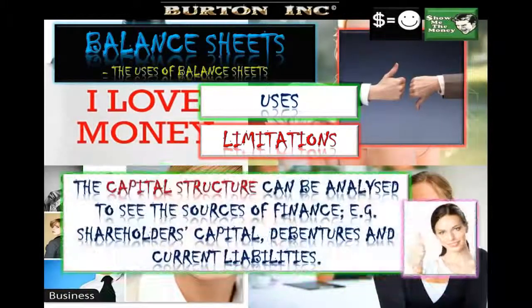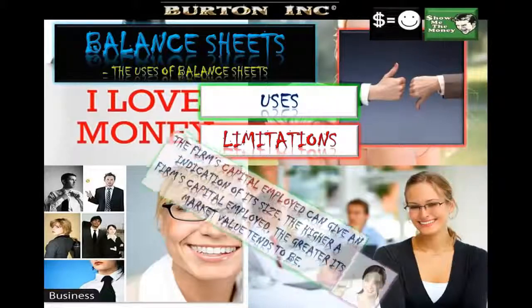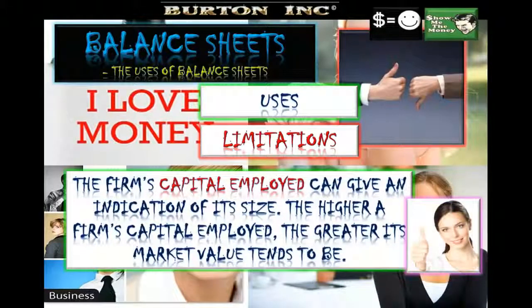Show me. Capital structure can be analysed, so we can see the sources of finance. Are they using shareholders' capital? Is it coming from debentures? What are the current liabilities? Show me. The firm's capital employed can give an indication of its size, and quite likely, most probably, the higher a firm's capital employed, the greater its market value tends to be.